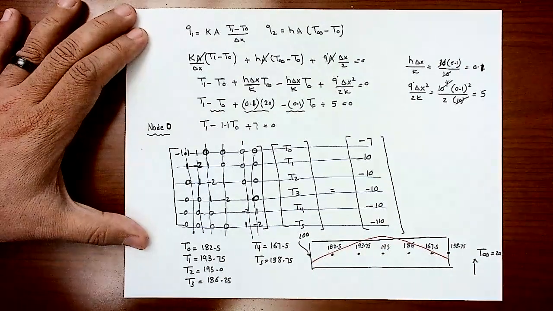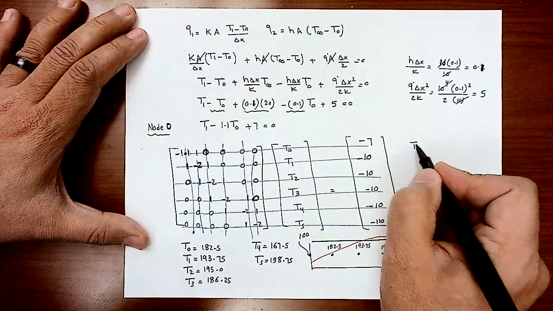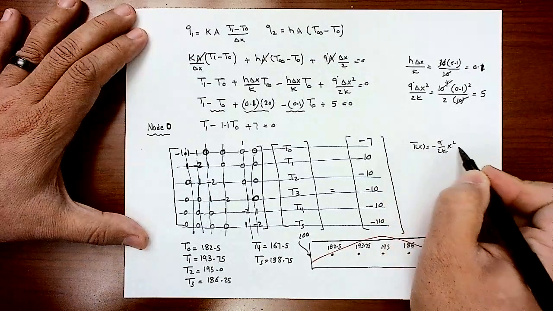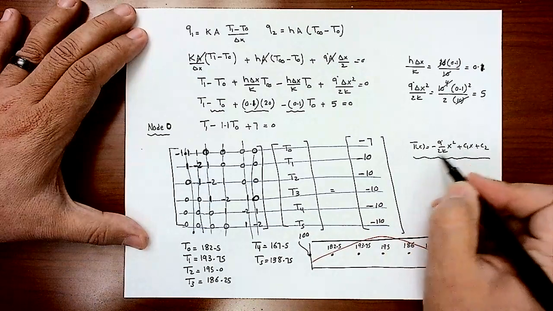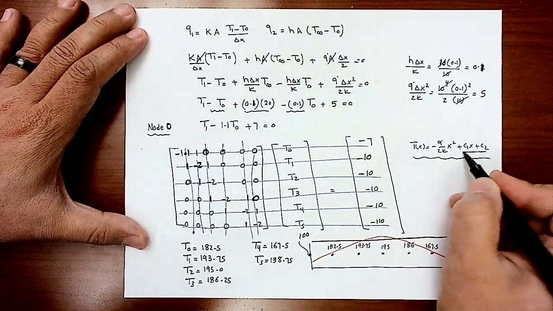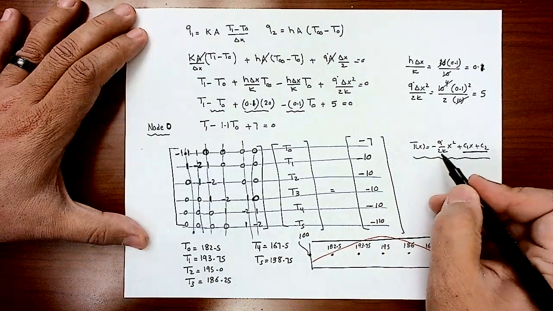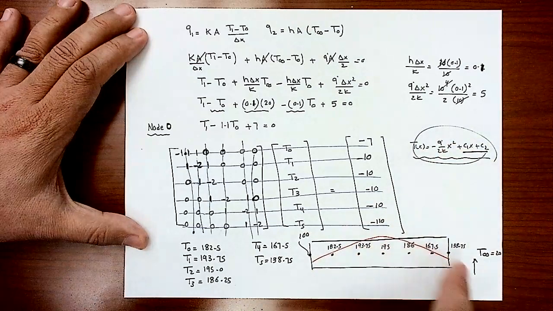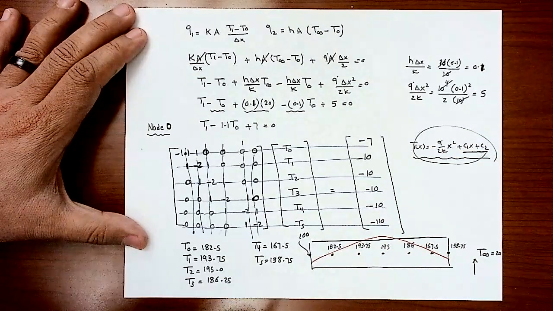If you recall the analytical solution for this equation, you will end up having T of x equal minus Q dot over 2k x squared plus C1 x plus C2. So the temperature distribution when you have Q dot is no longer linear, like the case when you don't have a heat source, but comes in a parabola shape. That's why the temperature distribution looks parabolic here.